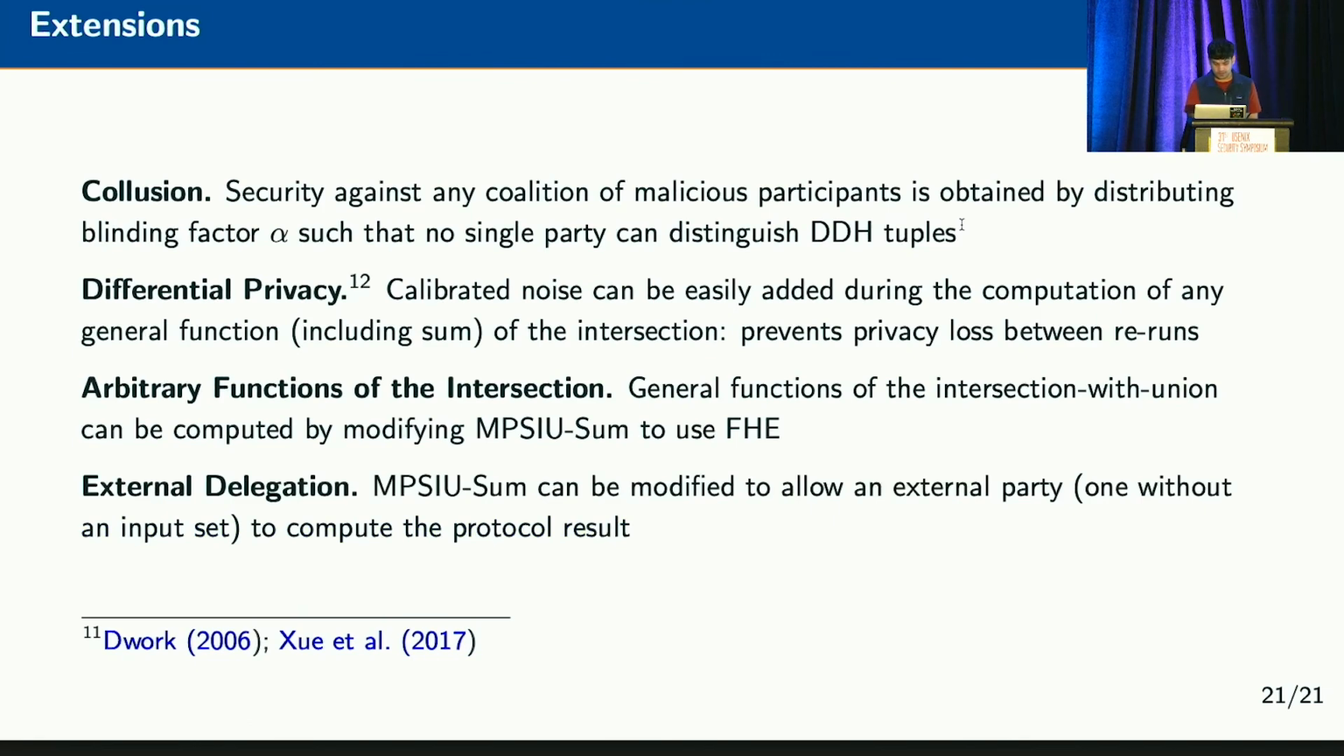And we describe many extensions in the paper. I will note a few here. We can prevent collusion between the IC element and service providers using a simple extension. As mentioned previously, adding noise to the estimate might be valuable. And these protocols can be generalized using fully homomorphic encryption to compute arbitrary functions of the intersection, not just the sum. And finally, the protocol result can be computed by an external party with no input, which is useful for transparency reporting purposes.